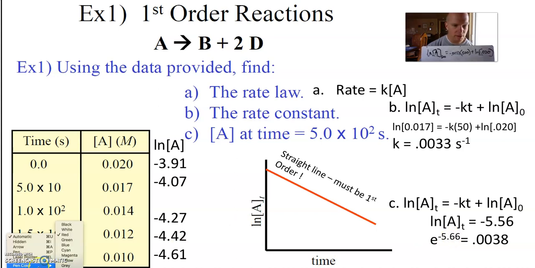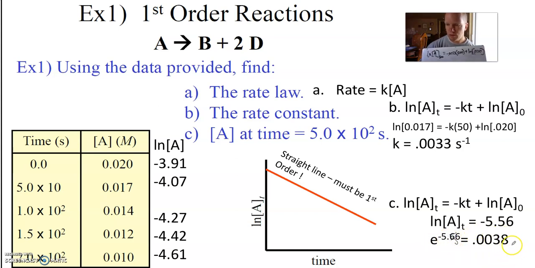Still kind of a mistake there. But then to reverse the log, I put -5.56 to the e to the power of that. And I get 0.0038, and that would be molarity. That would be my concentration of A at the time of 5.0 times 10 to the second seconds. Okay, so those are both ways that we can use the integrated rate law to find stuff.